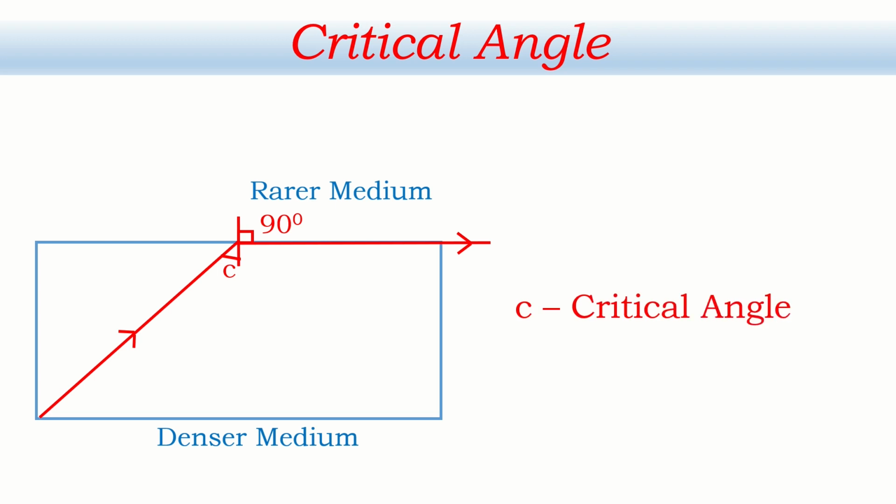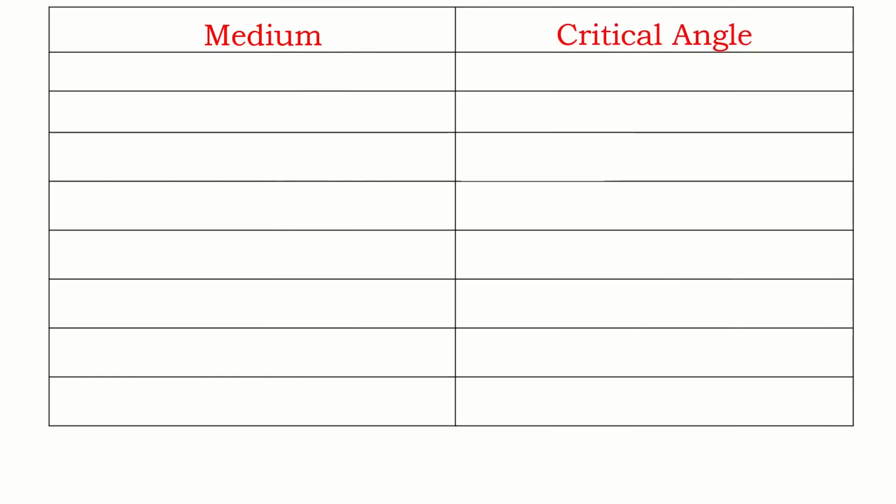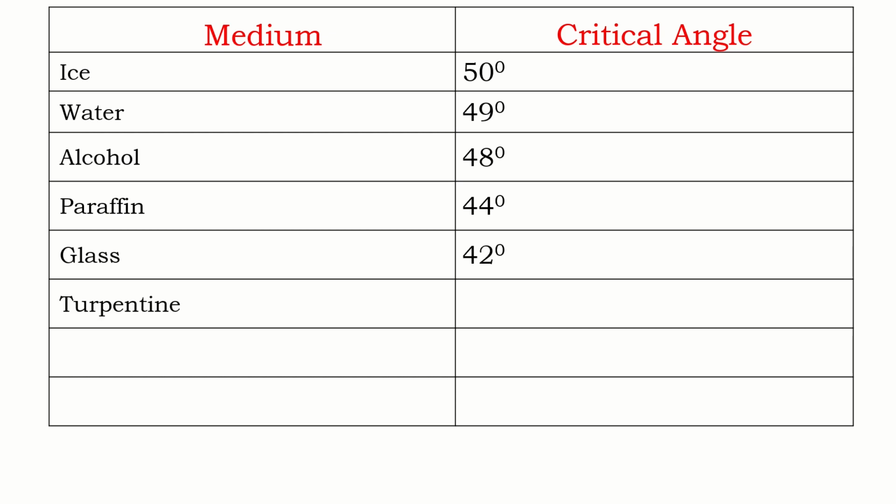Okay, now I want to tell you the critical angle of different media. Have a look. Medium, critical angle. Ice, its critical angle is 50 degrees, but water, its critical angle is 49 degrees. In the same way, alcohol 48 degrees, paraffin 44 degrees, glass 42 degrees, turpentine 43 degrees, ruby 35 degrees and diamond 24 degrees. Have you noticed this? Diamond has a very small critical angle. If the angle of incidence is 24 degrees, then its corresponding angle of refraction will be 90 degrees in air.